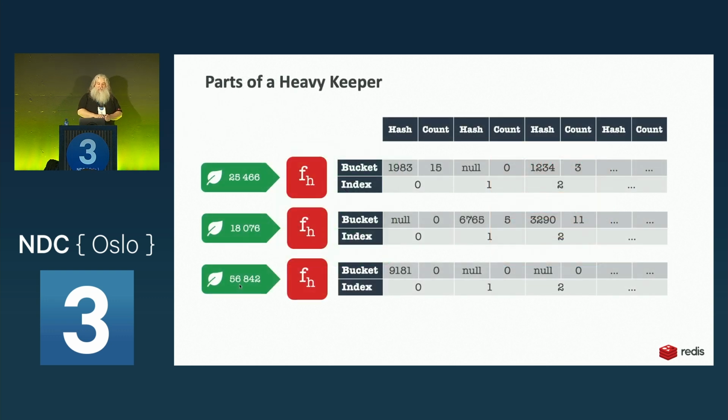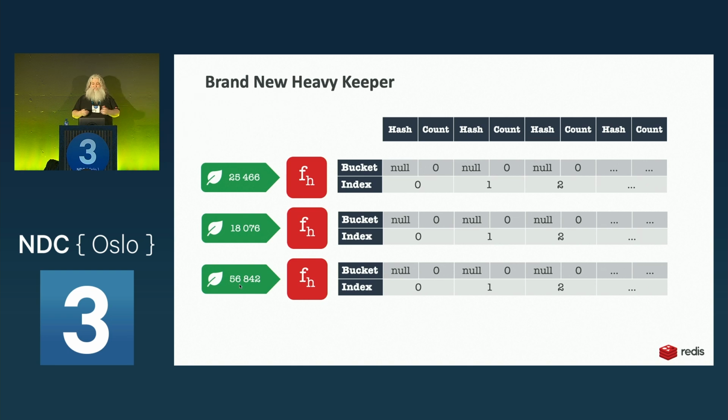A Heavy Keeper, again, has a bunch of hashing functions with associated seeds. And then associated with each hashing function is an array of buckets. You can choose when you create this how wide these arrays should be, and you can choose how many hashing functions you want. So you can basically choose a height and a width. And each bucket has a place for a hash value, and it has a counter. A brand new Heavy Keeper has nulls for all the hash values, and has a count of 0.